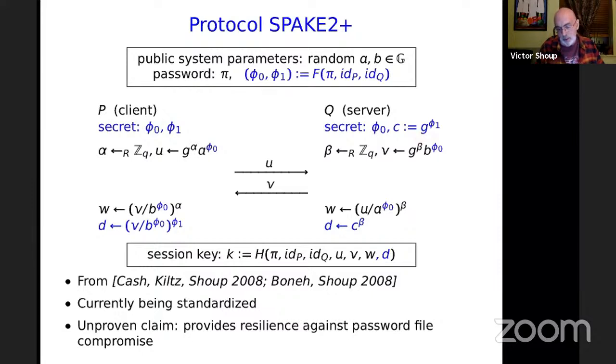So you can see that intuitively, if you don't know the password and you've never plugged it into this hash function, then this phi one is just a random discrete log. The intuition of this protocol is that the client has to prove that he knows this phi one to the server. So that's what adds a bit of asymmetry to it. So that's the protocol.